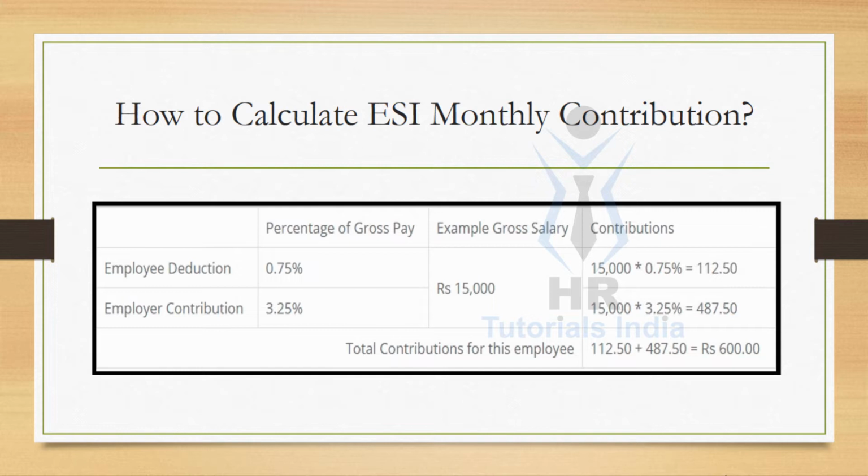And the employees who are covered under ESI should draw a gross salary less than or equal to 21,000 per month. In this example, the gross salary of an employee is 15,000, wherein employee contribution is 0.75% of 15,000 is 112 rupees 50 paise, whereas employer contribution, that is 3.25% of the 15,000 is 487.50 paise. The total contribution for this employee is 112.50 plus 487.50, that is in total 600 rupees will be contributed to ESI for that specific month.